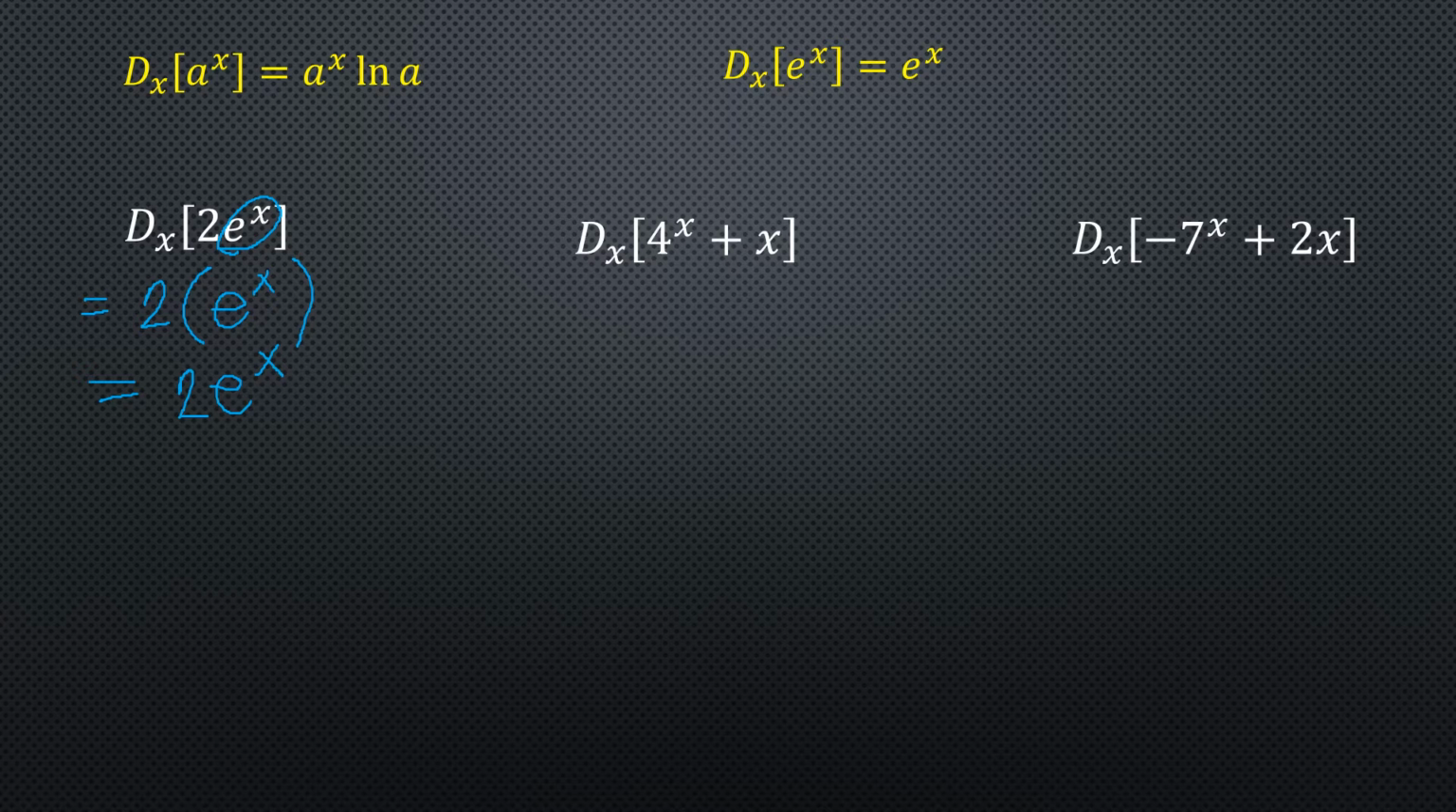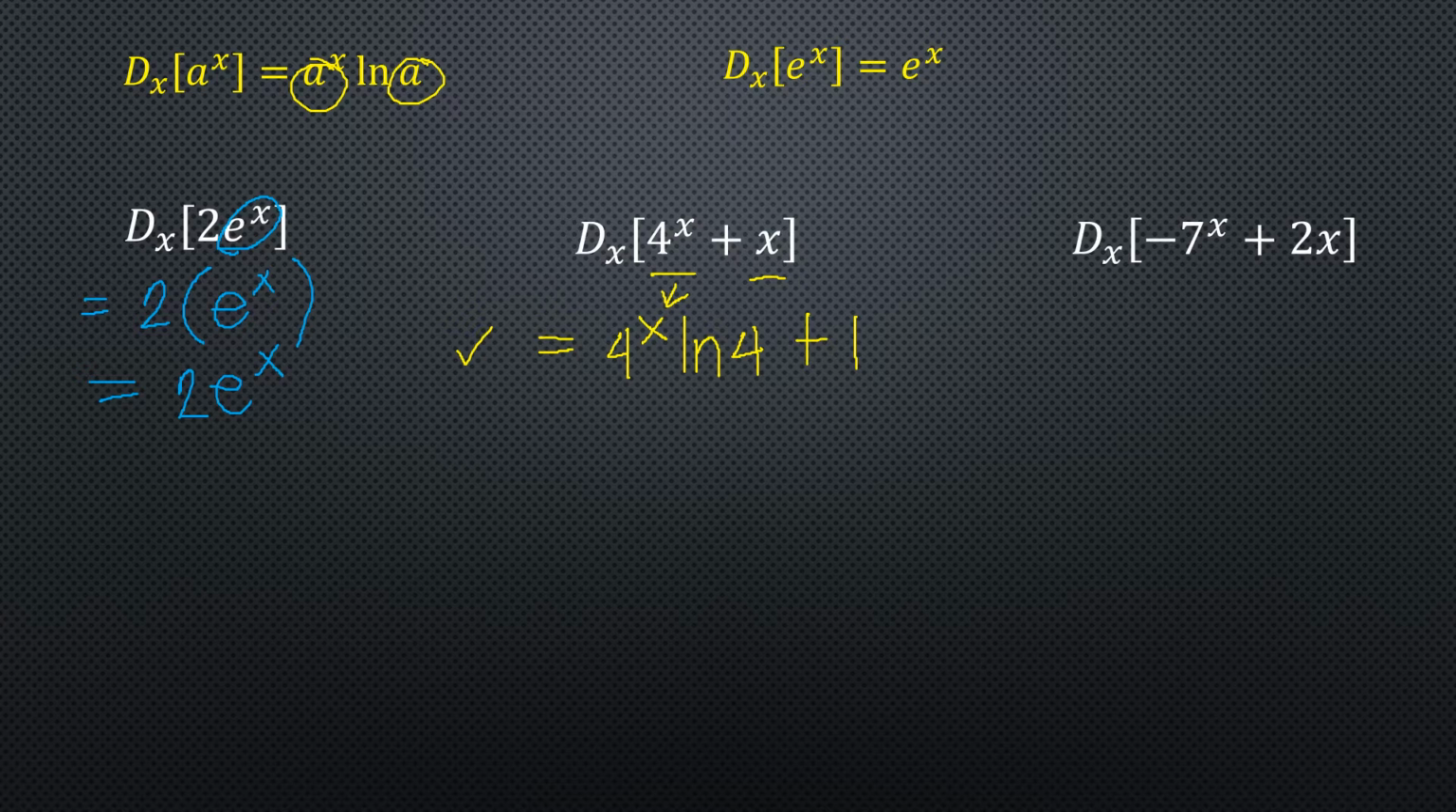The second example, the derivative of 4 raised to x plus x is equal to the derivative of 4 raised to x, which is 4 raised to x ln of 4, as to follow the base here, plus 1. So that is the derivative.